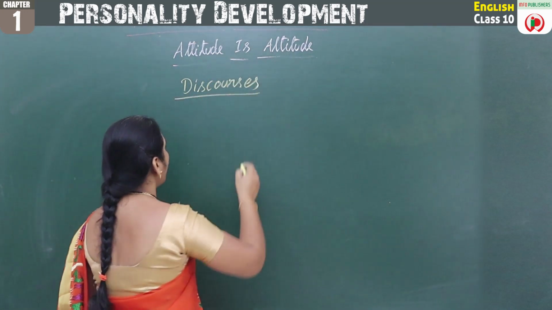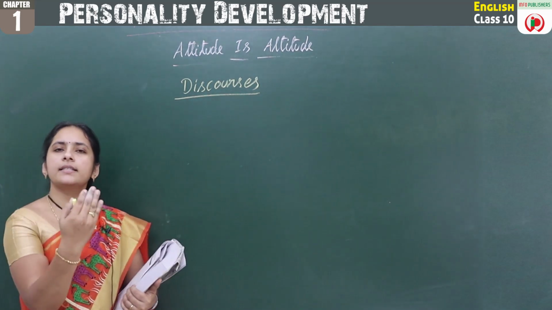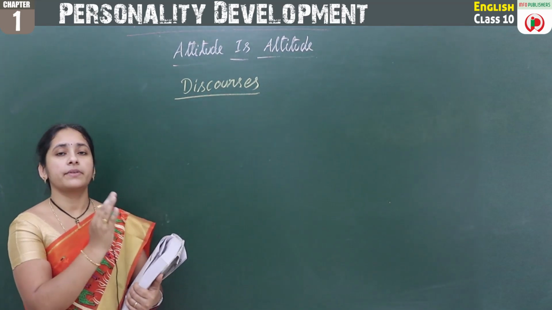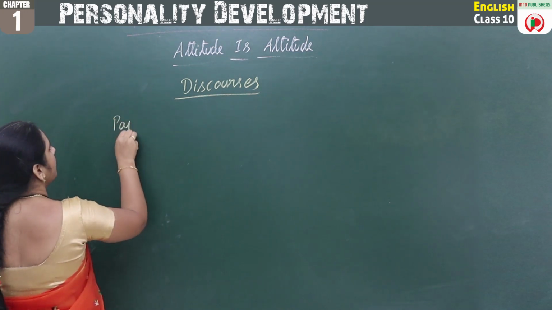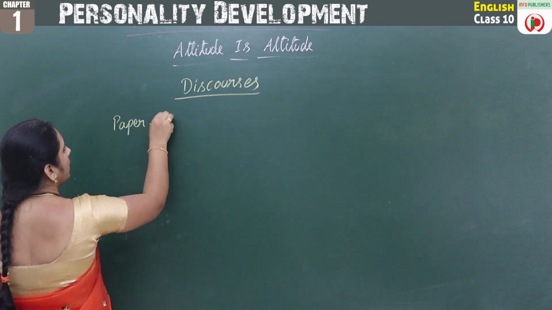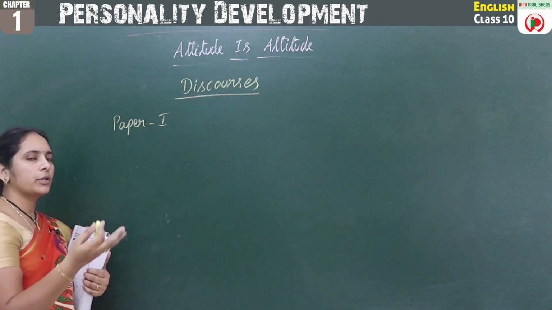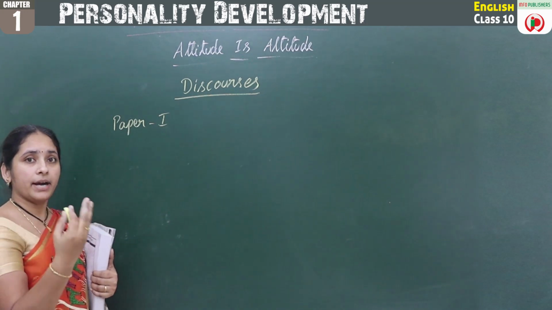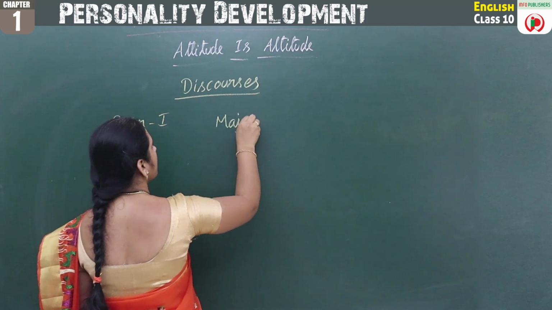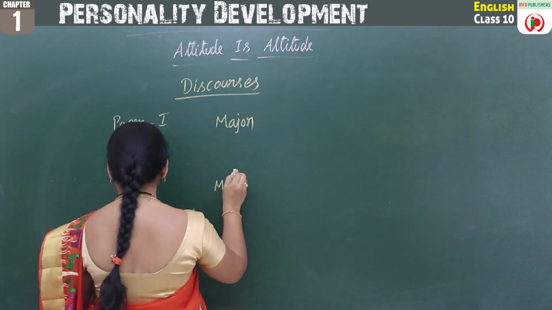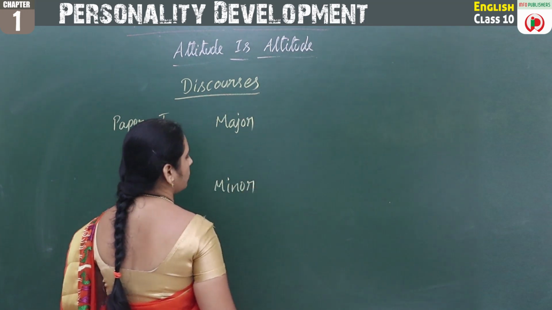In both Paper 1 and Paper 2, we get discourses. In Paper 1, some topics come under discourses, and in Paper 2, some other topics. First I will tell you about Paper 1. In both papers, these discourses are divided into two types: major discourses and minor discourses.